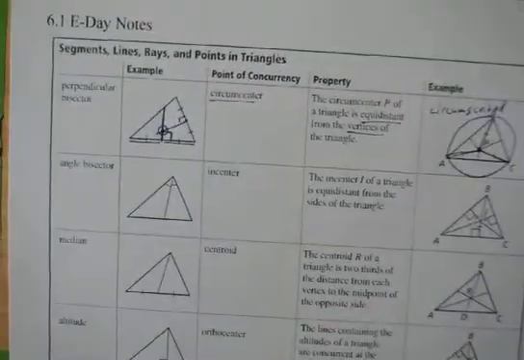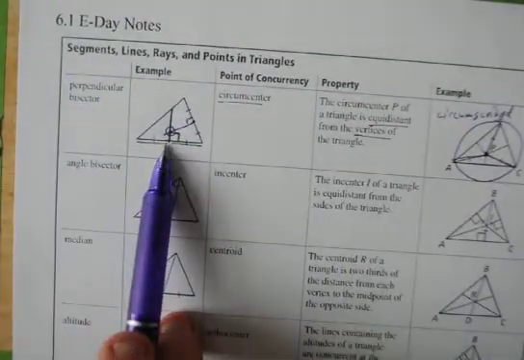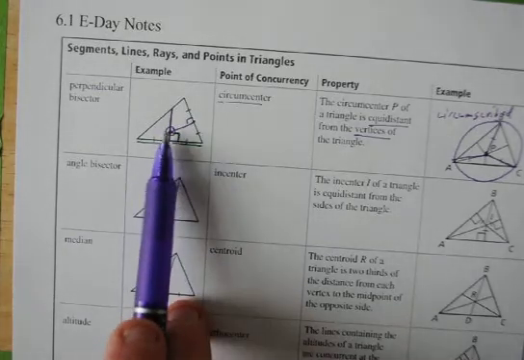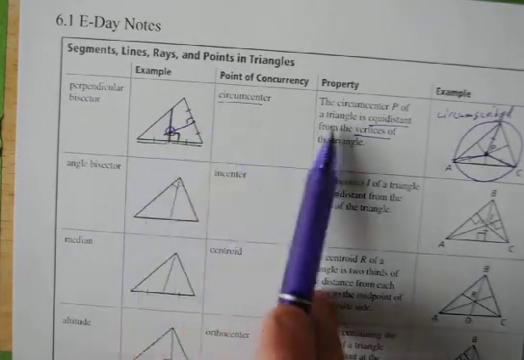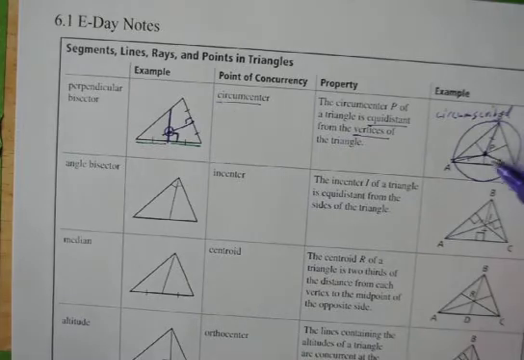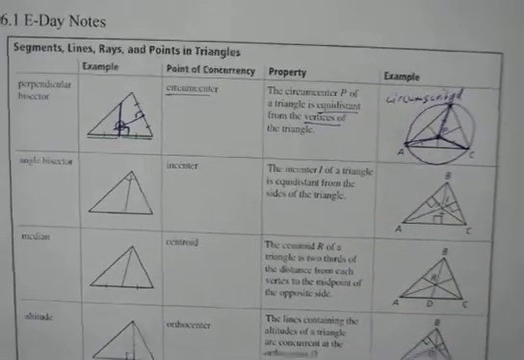Alright, so here we go. Perpendicular bisector. If you draw 2 of them, you make a circumcenter. The circumcenter is equidistant to these points, the vertices of the triangle, which allows you to draw a circumscribed circle.